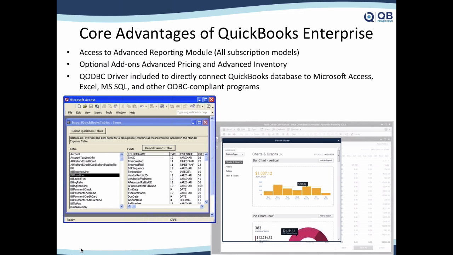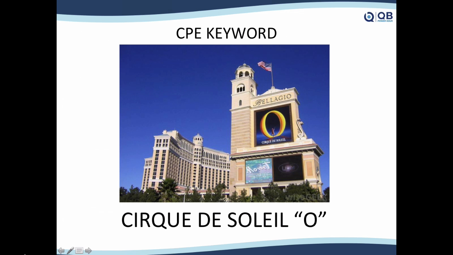Sorry about that. So optional add-ons are advanced pricing and advanced inventory; advanced reporting is included with all subscription models. And you can also connect your SQL database, your Microsoft database, even Excel, and pull the data using something called ODBC compliant. And if I talk about ODBC compliance, I'll put half of the people to sleep. So basically, there's a driver that can take QuickBooks data and transfer it to other databases.